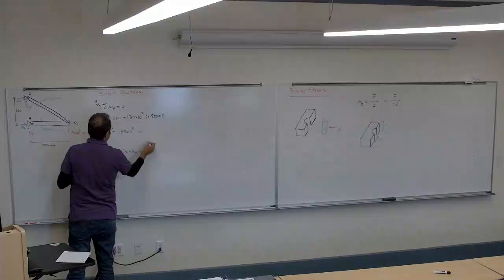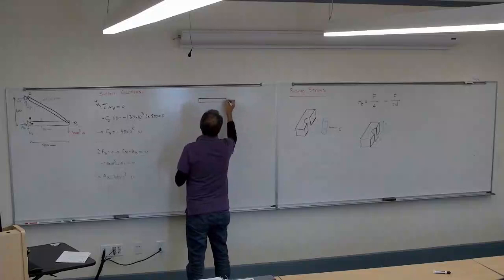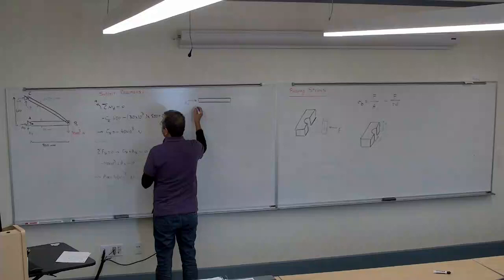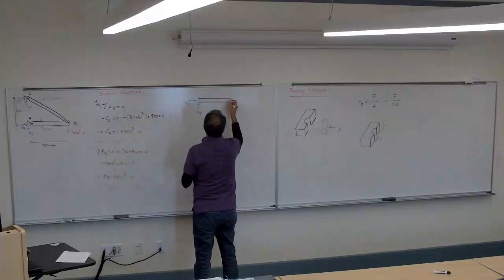So if I disassemble it, let's look at the AB. I'm just going to pull out the AB. Here's the AB. What I'm going to have on the AB, the forces that I have, are going to be the AX, the AY, and that 30,000 here.